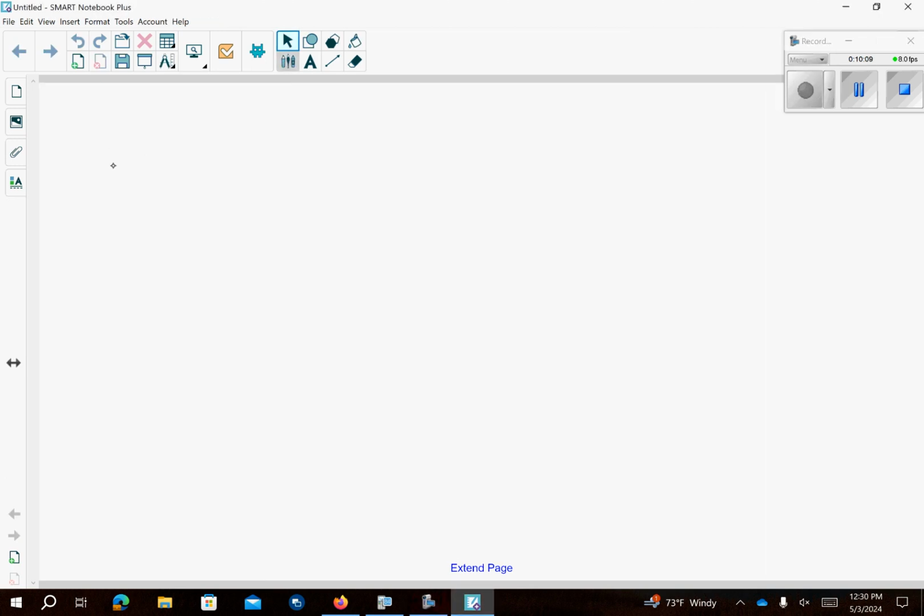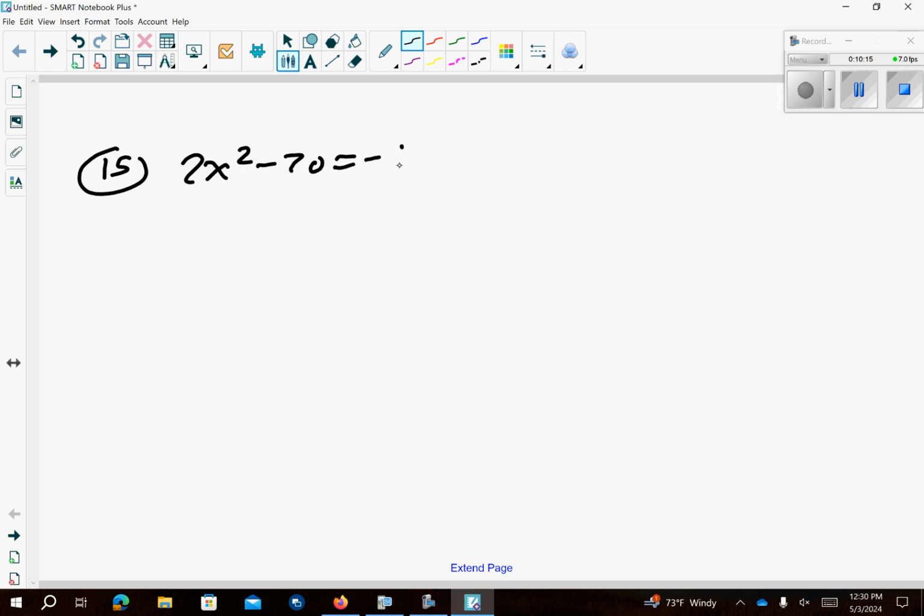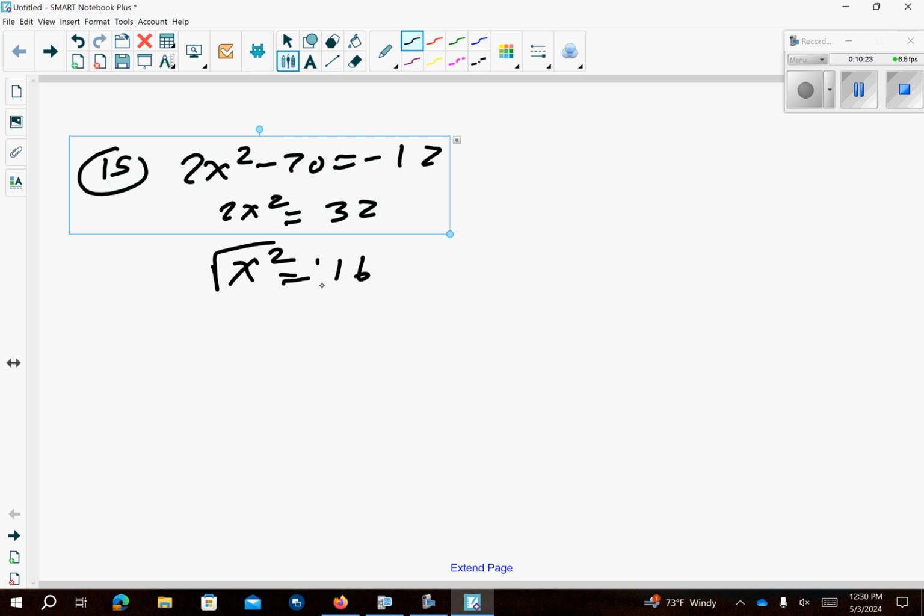All right, number 15. We get 2x squared minus 20 equals negative 12. Add 20 to both sides. So that gives me 32. Divide both sides by 2. Take the square root of both sides. Don't forget the plus minus. So x equals plus or minus square root of 16, which is 4. Number 16.